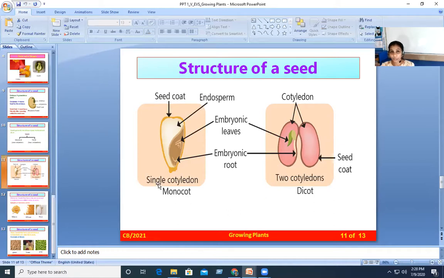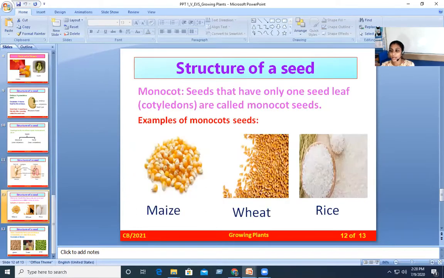In my next video, I will try to show the structure of seed with the jackfruit seed example. So single cotyledon is monocot, whereas the root is present in both the types of seeds, whether it is monocot or dicot. The embryonic root is present in both types of seeds. So this is all about the picture. And yes, structure of seed, monocot seeds, examples are given. So examples like maize, wheat and rice.